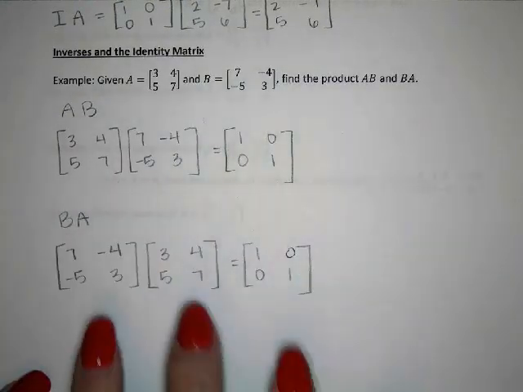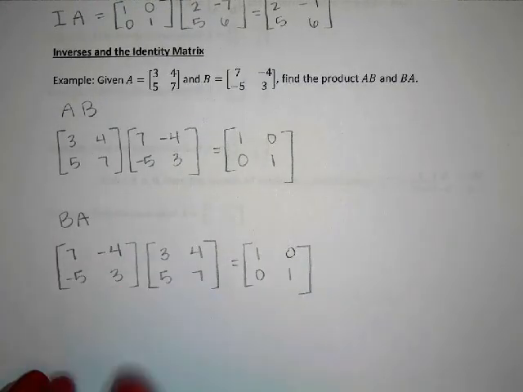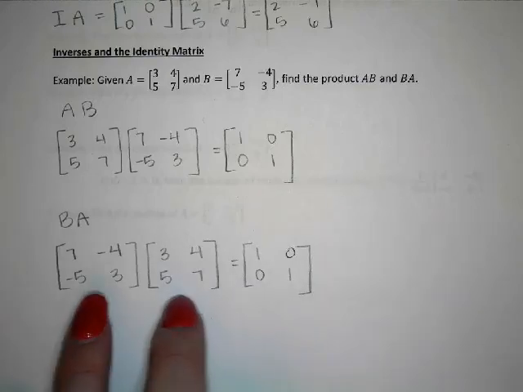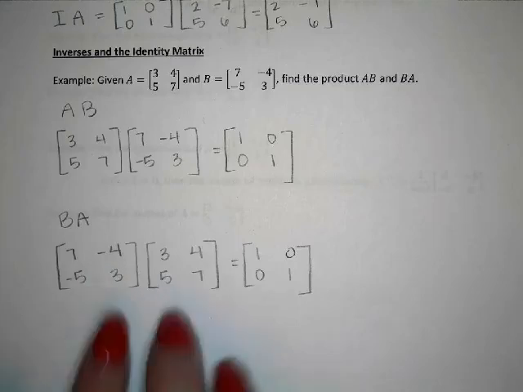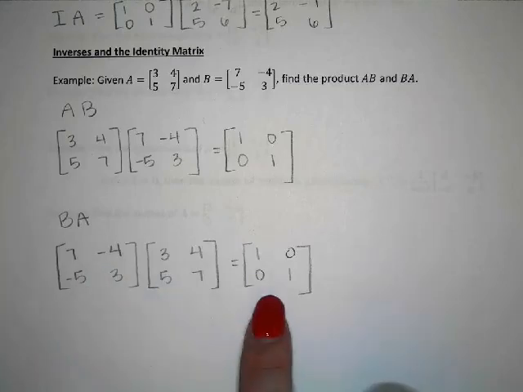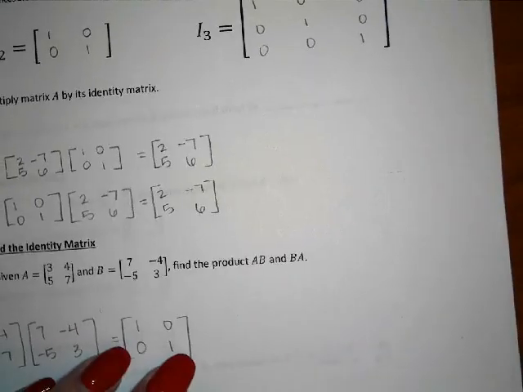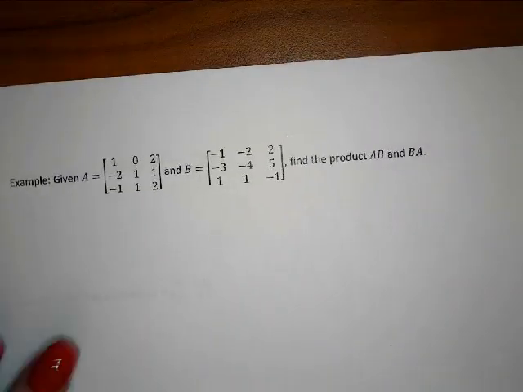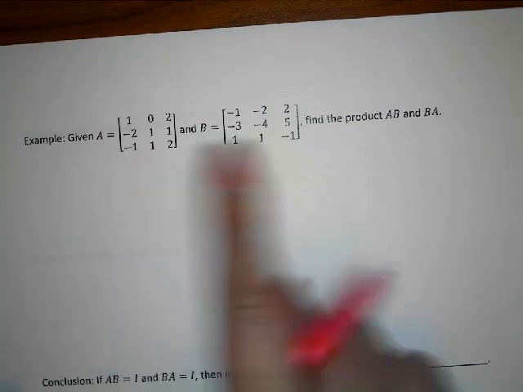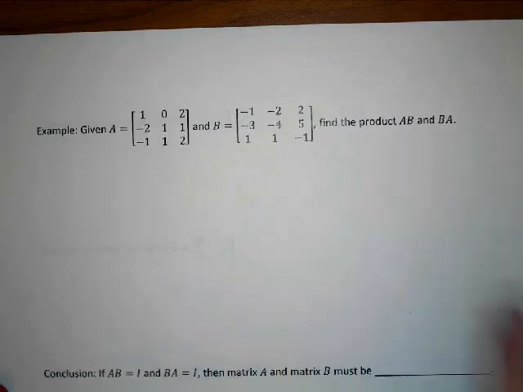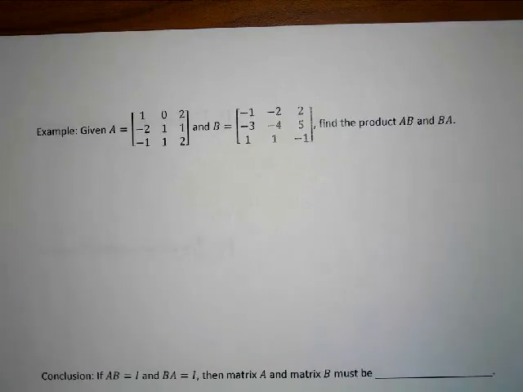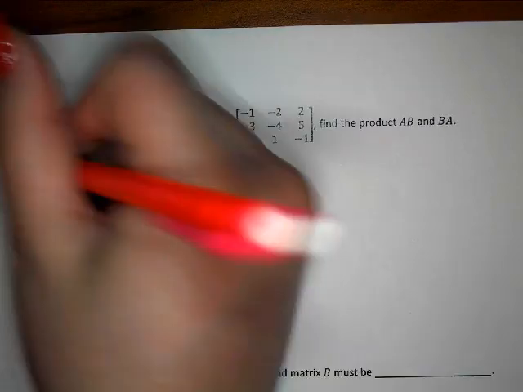So in both of these cases, we can see that essentially what happened is these two matrices kind of canceled each other out and got us back to the identity. Something kind of weird happened there. So let's look at the next page and see what happens in this page of notes. It gives us a 3 by 3 matrix and another 3 by 3 matrix and wants us to do the same thing again. Find AB, find BA. So I'm going to go ahead and find AB.